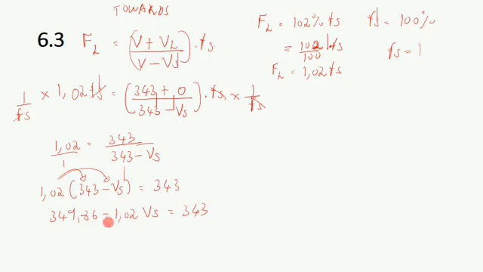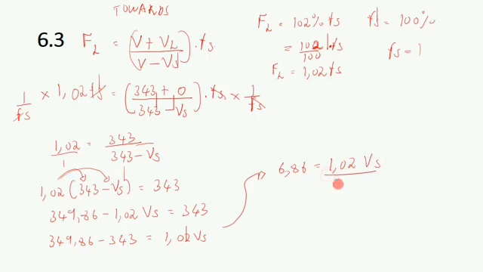At this point I can take this one because it is negative, transpose it to the right hand side, take the 343, transpose it to the left hand side, so we have 349.86, and then subtract 343, and then this will be equals to 1.02 Vs. Then what do we get from here? Let's just continue this side. Then we will get 6.86 is equals to 1.02 Vs.